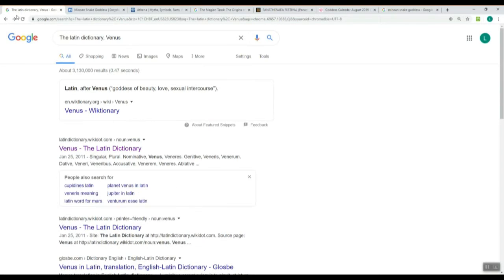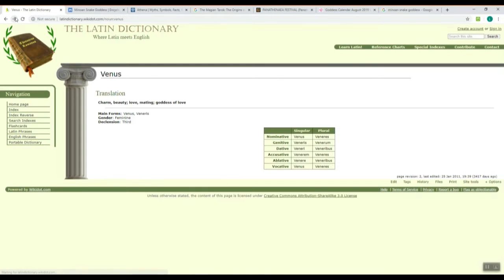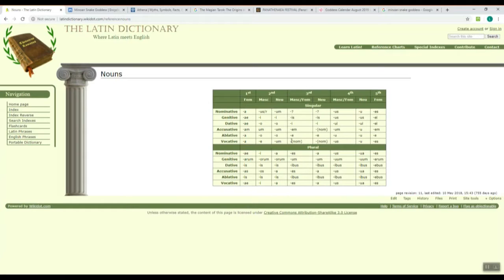Oh. That's because the neutral is nothing. Oh my goodness. The vocative? What have they done? Okay, bye-bye.